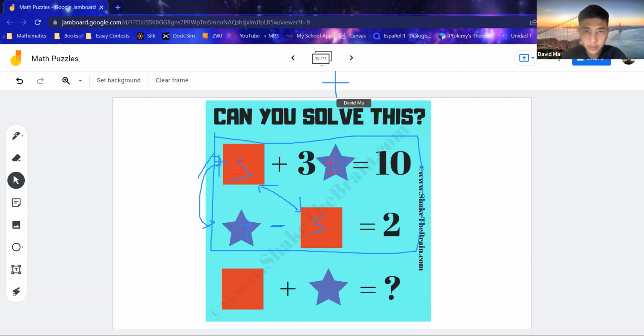Actually, let's write it this way. When we add equations, we add the left hand side together and then the right hand side together as well. So here we have S plus 3t plus t. All right.